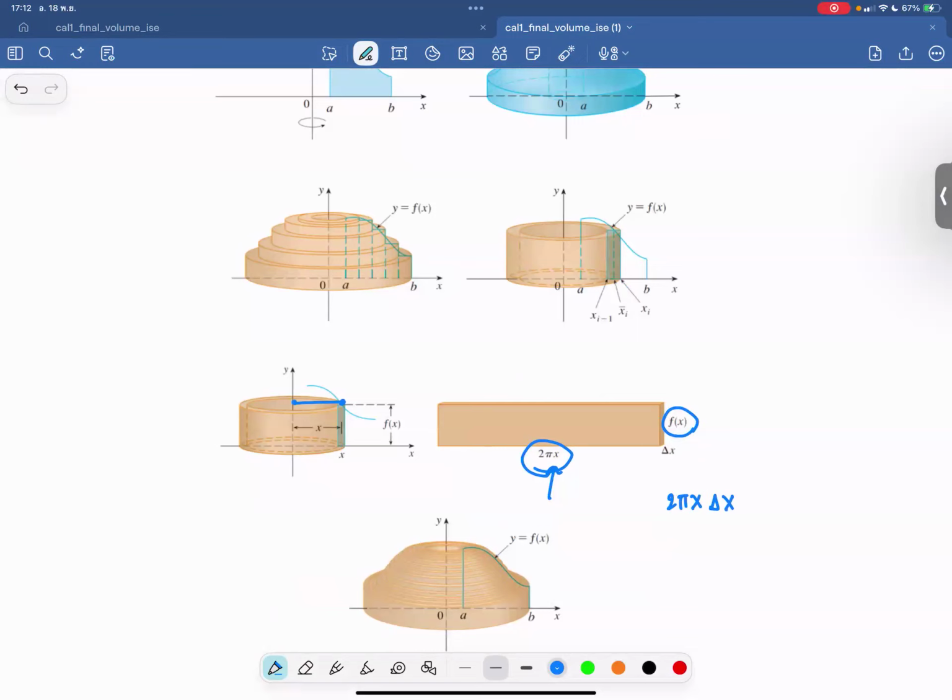So you do this layer by layer over the interval from a to b. You have the summation of the volumes of the small rectangles. So you get the summation of 2 pi x_i f(x_i) delta x_i, where x_i is just the middle of each interval.